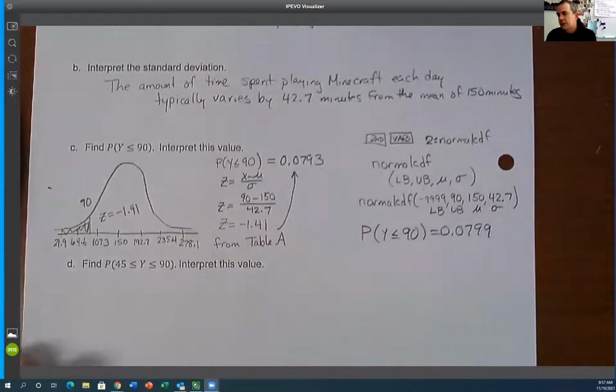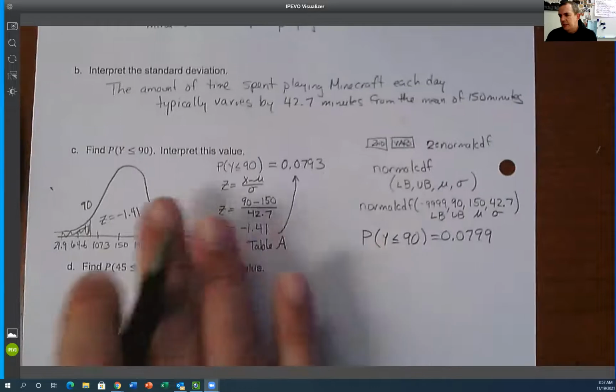And if you notice, these two numbers are pretty close to one another. So this is kind of your calculator way. This is your table A way.